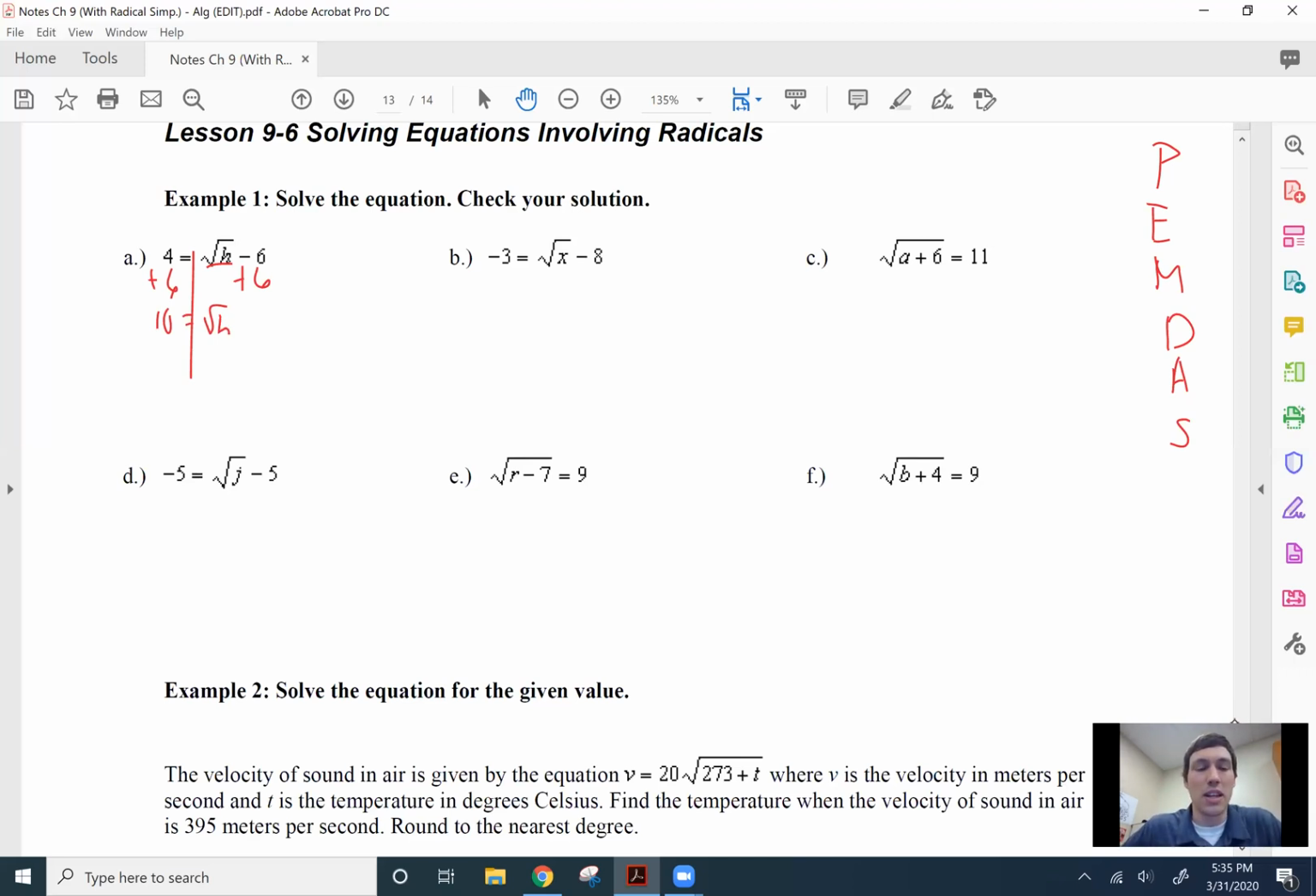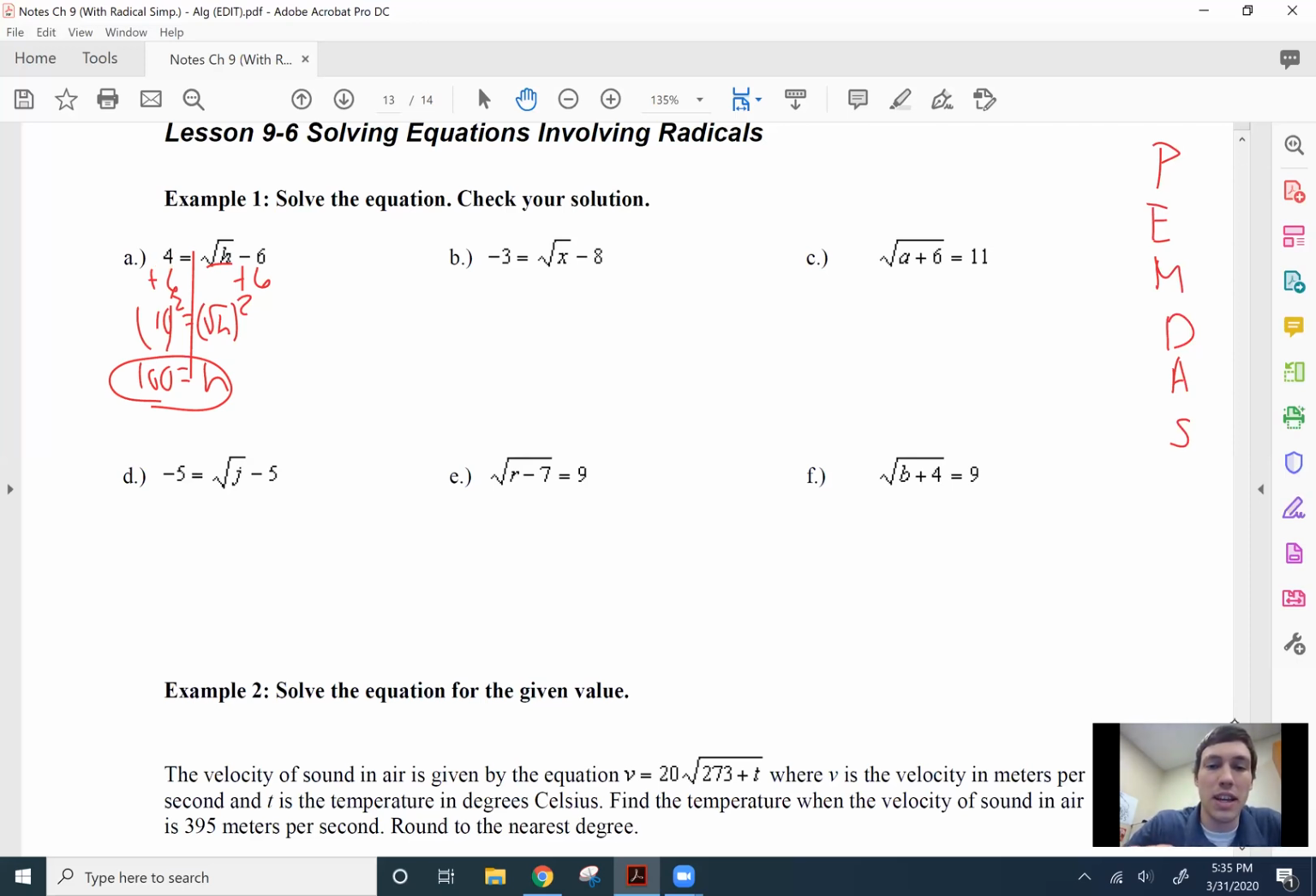Now, what's the opposite of square rooting something? Squaring. I can't multiply or divide anything to get h by itself, so then I deal with exponents. So now I square it. So I get 100 equals h. And that is my answer. And we can check that. If I plug 100 in for h, square root of 100 is 10. 10 minus 6 is 4. It works. Let's do another one.